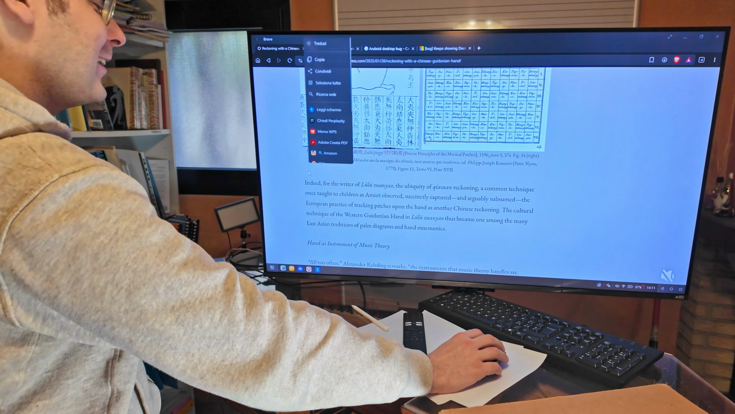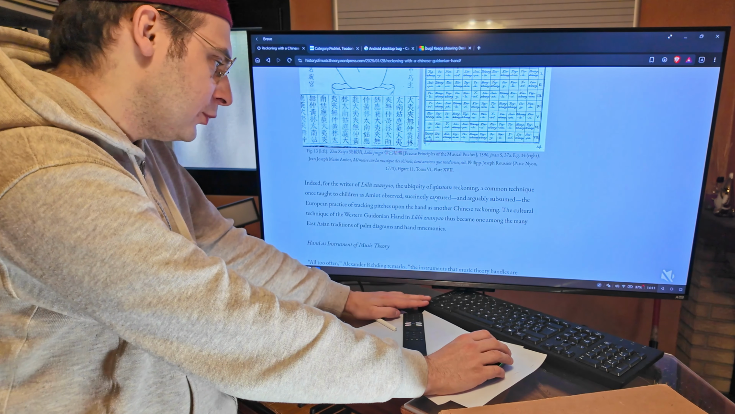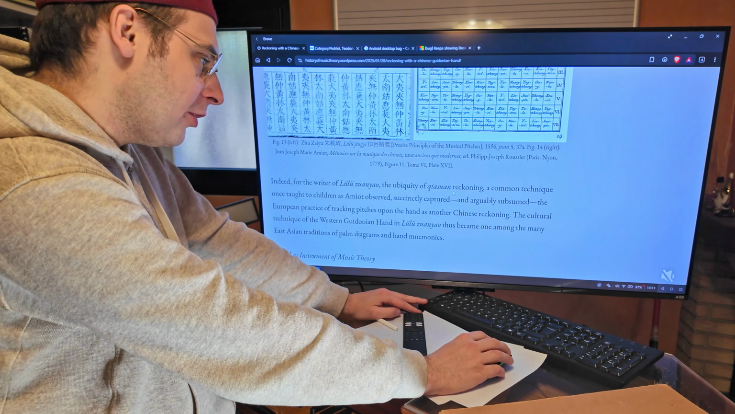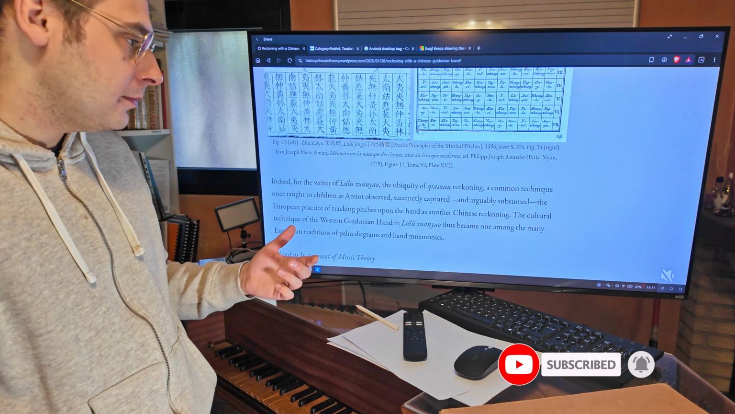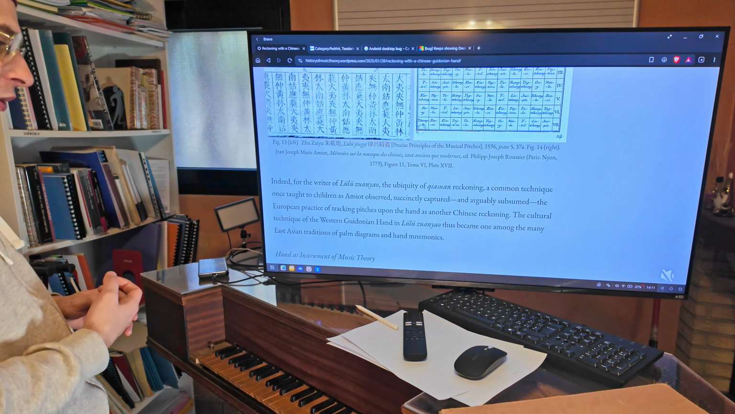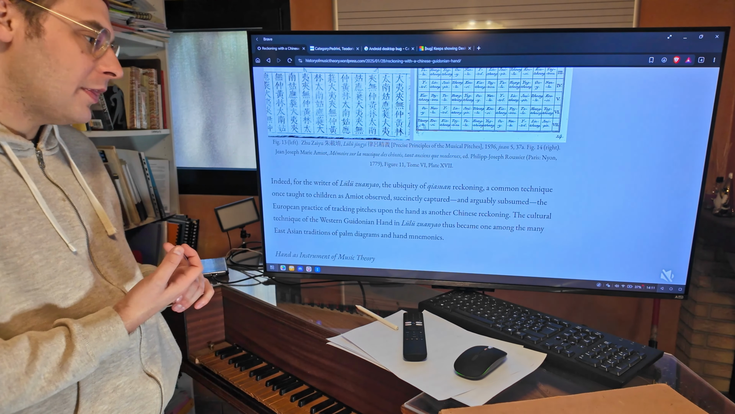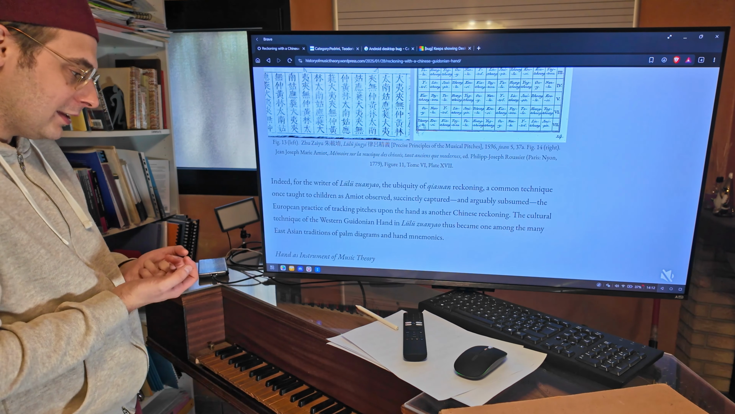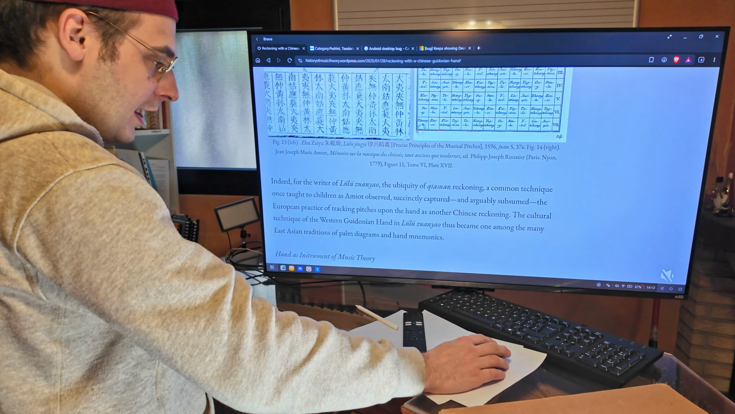Indeed, for the writer of Lulu Zhuangyan, the ubiquity of Qiazuan reckoning, a common technique once taught to children, has, as Amois observed, succinctly captured and arguably subsumed the European practice of tracking pitches upon the hand as another Chinese reckoning. The cultural technique of the Western Guidonian hand in Lulu Zhunyao thus became one among the many East Asian traditions of palm diagrams and hand mnemonics.